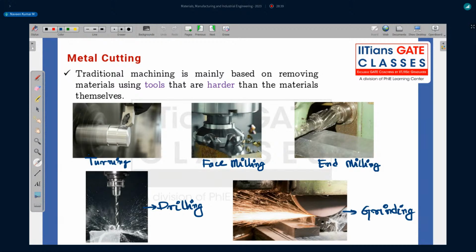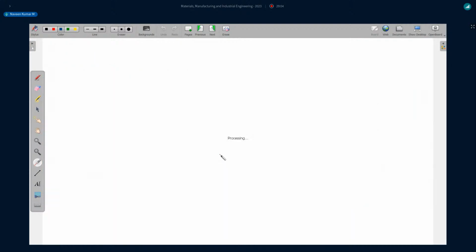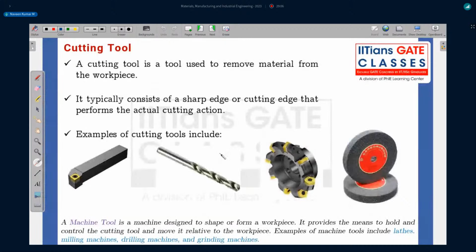This is a face milling tool. This is an end milling cutting tool, or face milling cutter, end milling cutter. Drill bit, you can say. Grinding wheel, I can say. Right. So some of them have a single point. Some of them have multi-point. Right. All these things are important for us. Why single point? Why multi-point? Who is better? All these things we have to see. Right. Good. Now, speaking of cutting tool, what is a cutting tool?